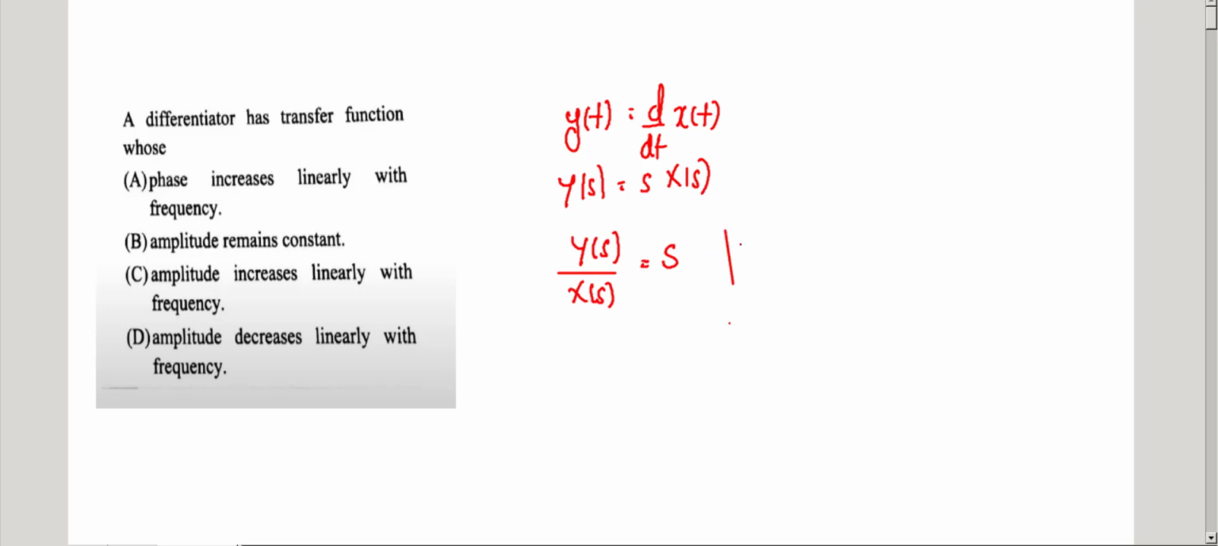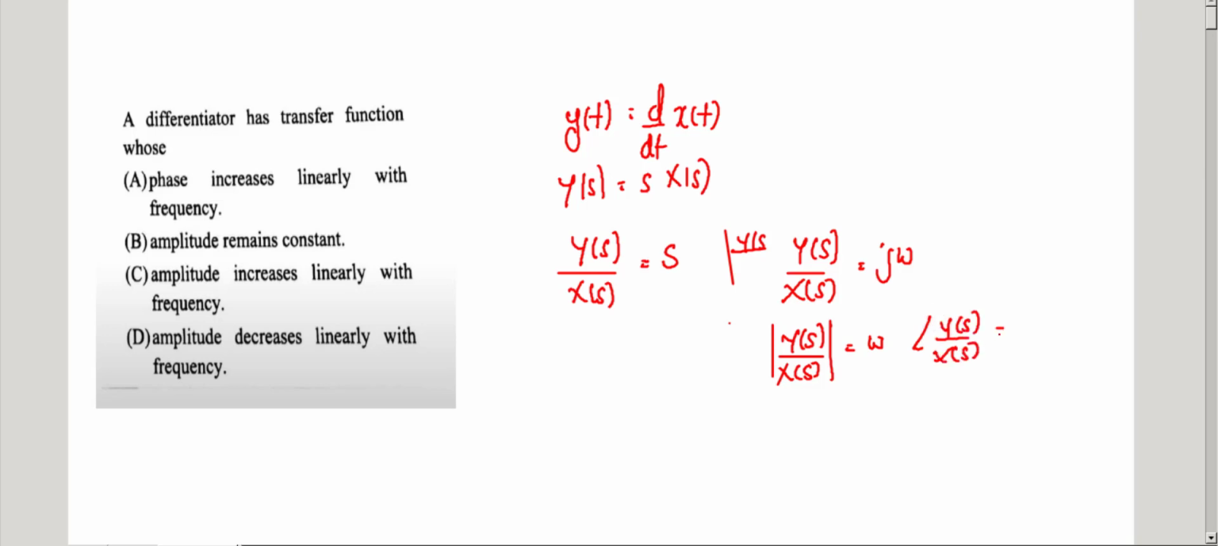So what is the magnitude? What is Y of s by X of s? It is j omega. What is the magnitude of Y of s by X of s? It is omega. What is the phase angle? The phase angle equals minus 90 degrees.